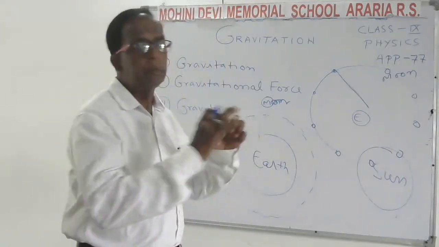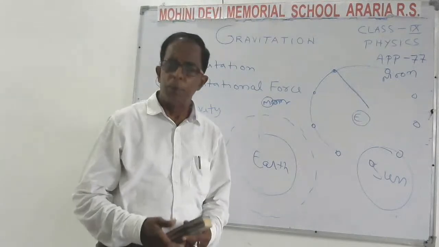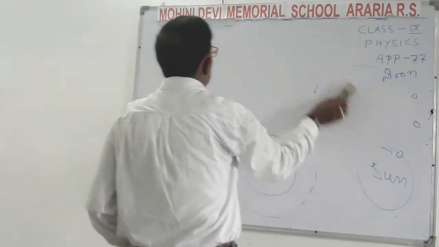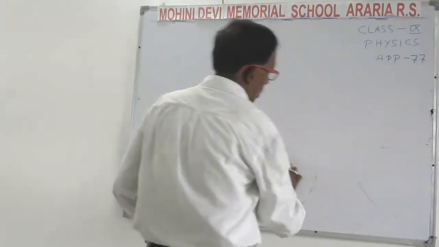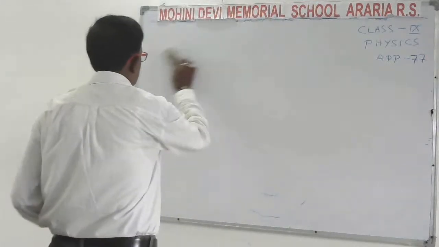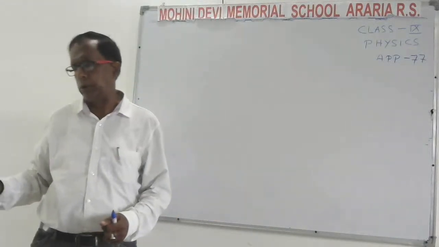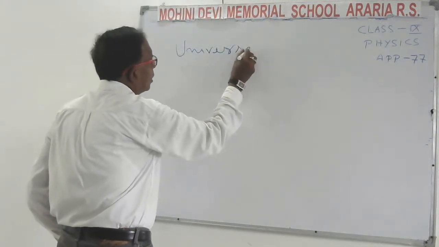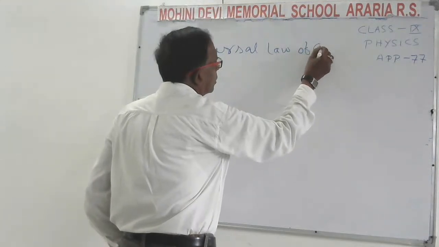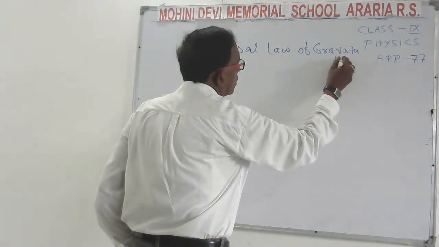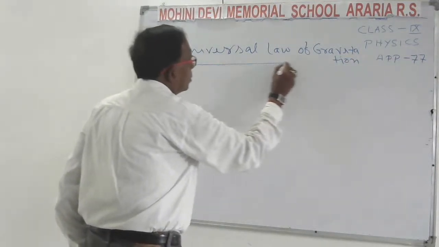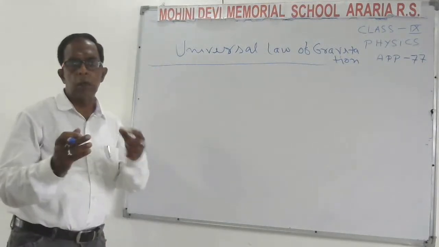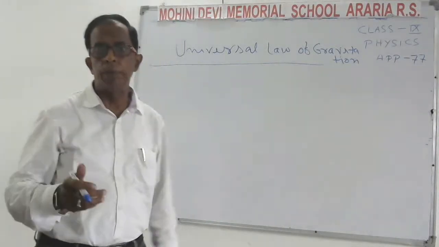The gravitational force acting between two objects is directly proportional to the product of the masses of the objects. This law is given by Isaac Newton. It is called the universal law of gravitation. In this law, Newton told that the force of attraction between two objects, whether terrestrial or celestial, is directly proportional to the product of the masses of the objects.